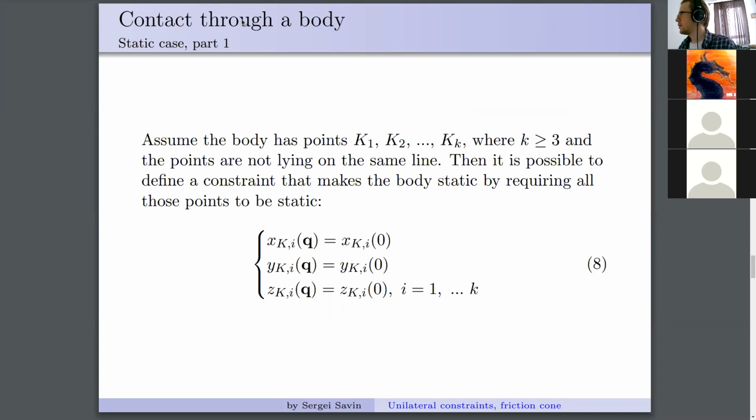Good. Now, assume you have many contact points, more than 3, and they're not all lying in the same line. This tells you that if the body has at least 3 contact points not lying in the same line, it is static. That is something you should have studied in theoretical mechanics, but you can also think about it this way.